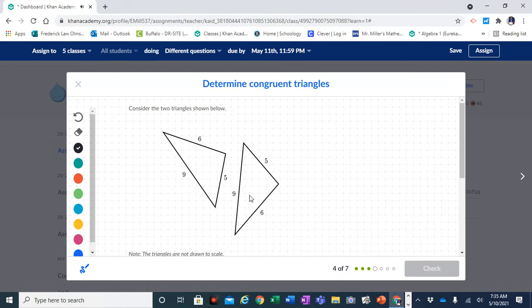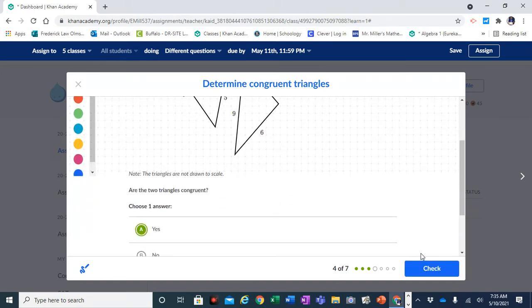For this one, we have 6, 6, 5, 5, 9, 9. So we know all three sides, side, side, side. So it is congruent.